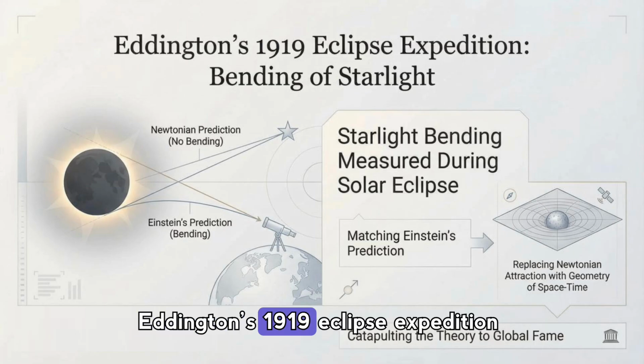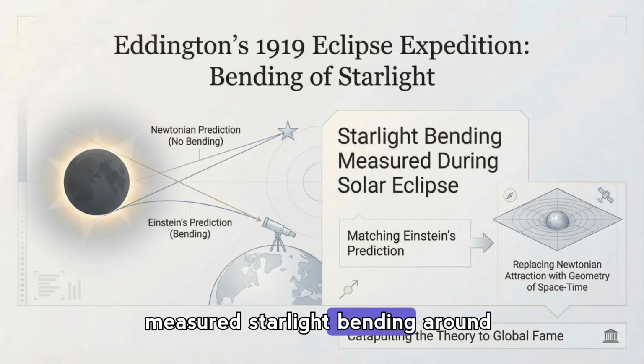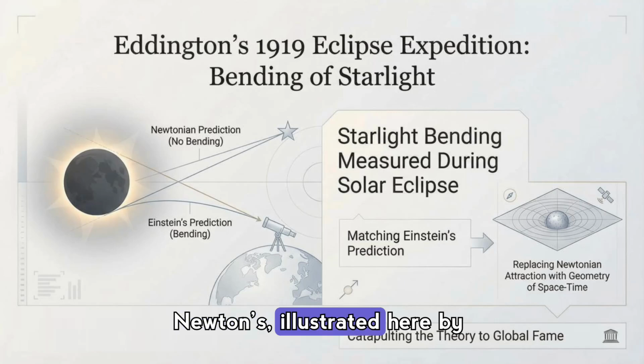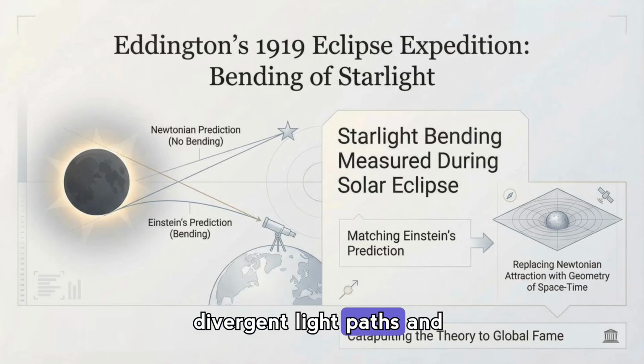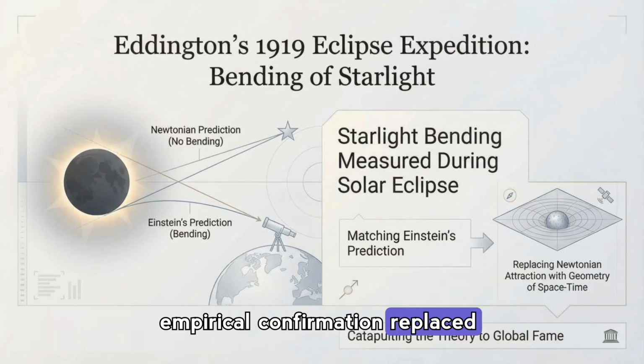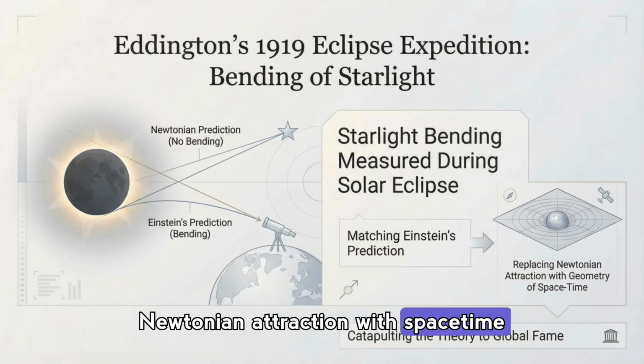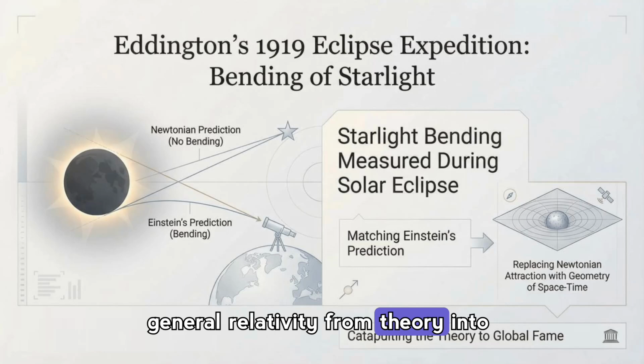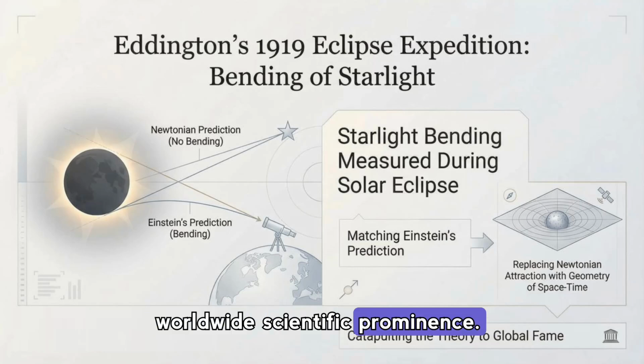Eddington's 1919 eclipse expedition measured starlight bending around the sun and found results matching Einstein's prediction instead of Newton's, illustrated here by divergent light paths and observational instruments. This empirical confirmation replaced Newtonian attraction with space-time geometry and rapidly propelled general relativity from theory into worldwide scientific prominence.